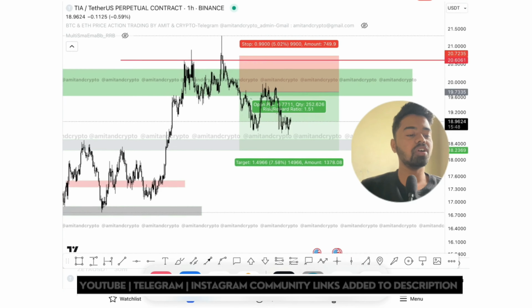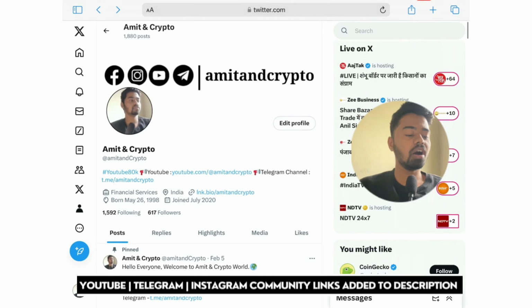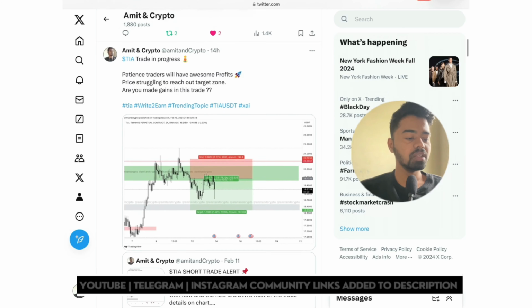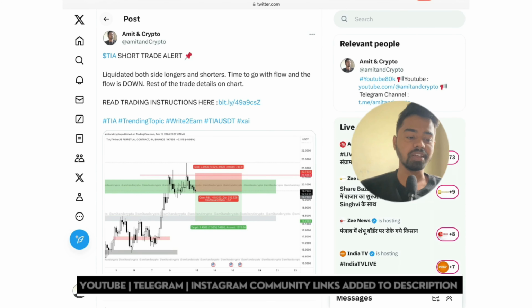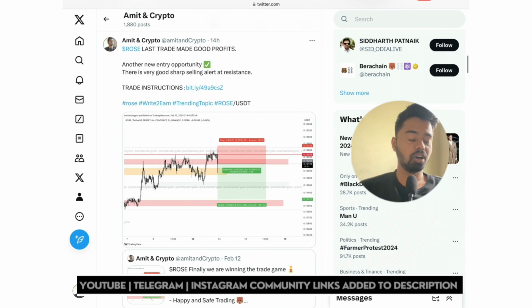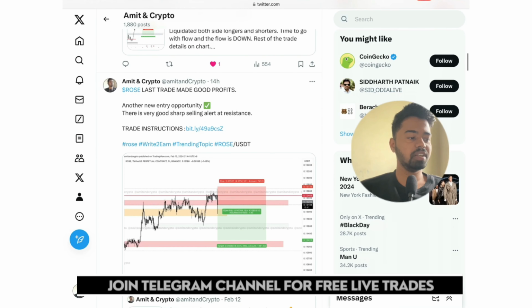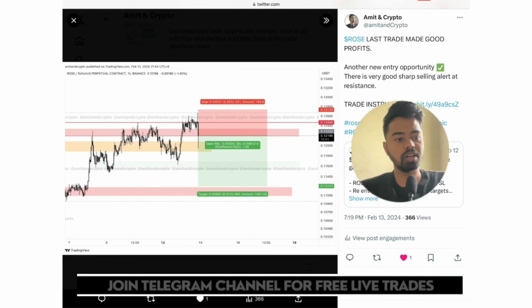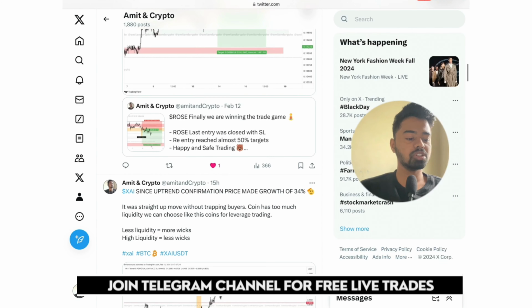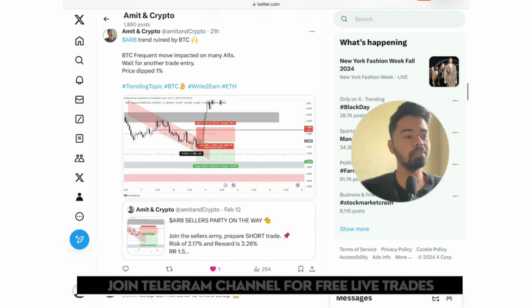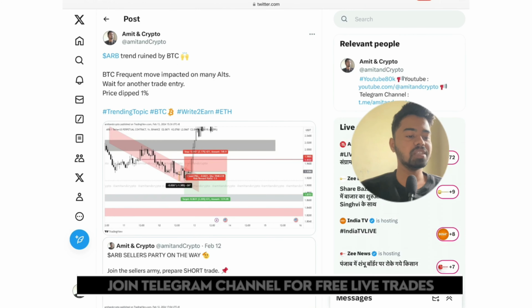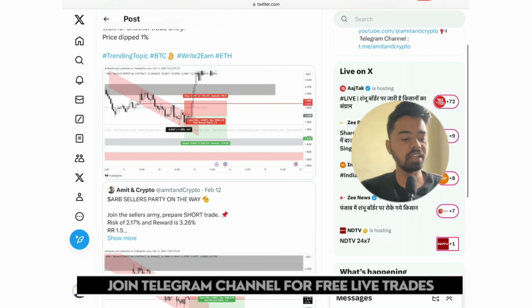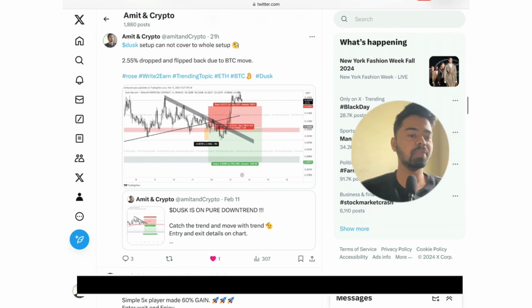This trade is also shared on the Twitter account. Here you can see this is a trade alert on 11th Feb. Still the trade is running. Not only this, I have shared ROSE. This trade has been hit on stop loss. It was shared yesterday. Let me update the post later on Twitter. We have some stop losses also. ARB ruined the trend by BTC. Here you can see the trend is exactly gone against me.